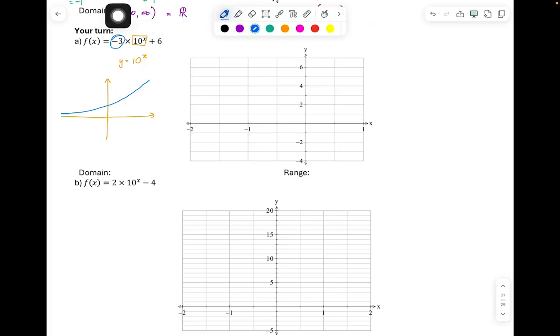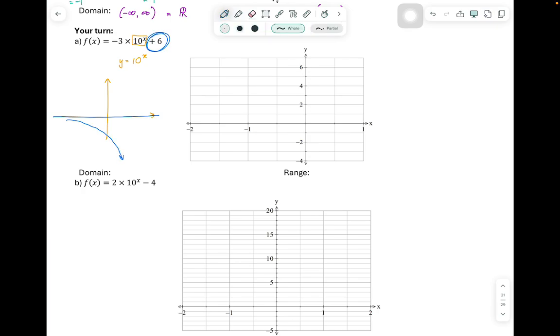So what happens to this 10 to the power of x first? Well, it gets multiplied by -3. So we already know that there's going to be a reflection in the x-axis, which means that our graph, horizontal asymptote, gets reflected downwards and is also dilated by a factor of 3, so it's going to look a bit steeper, like so.